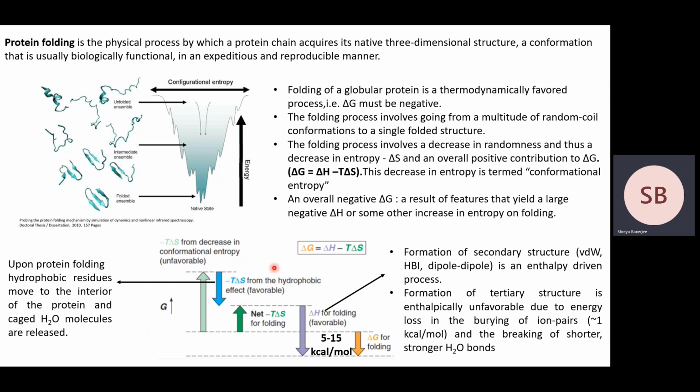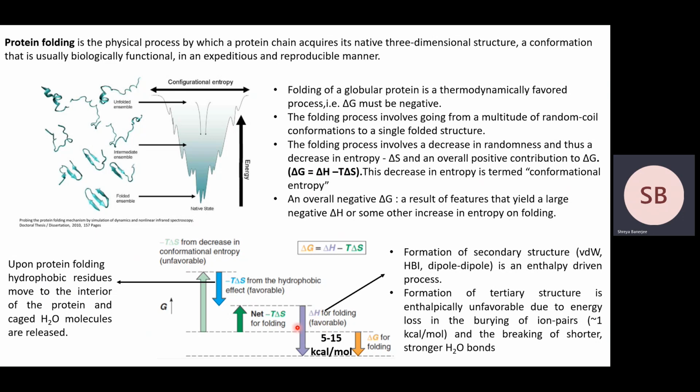Now, there is something called hydrophobic effect, which is basically upon protein folding, hydrophobic residues move to the interior of the protein and caged water molecules are released. So due to the hydrophobic effect, there is a favorable contribution to entropy. So the net entropy, which is unfavorable from conformational entropy and favorable from hydrophobic effect, has a negative contribution, which due to the minus sign becomes positive, that is unfavorable.